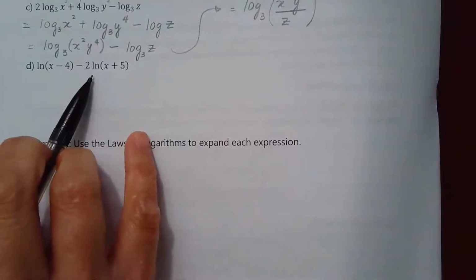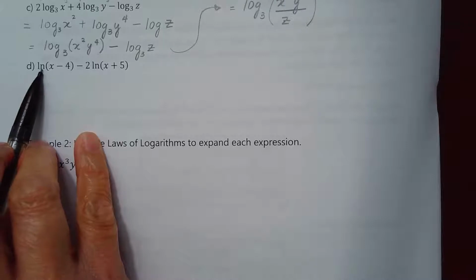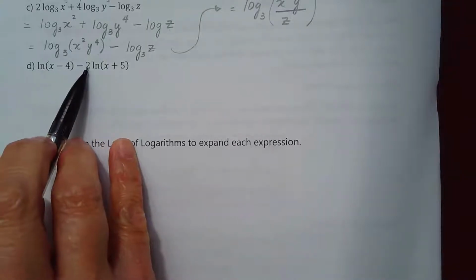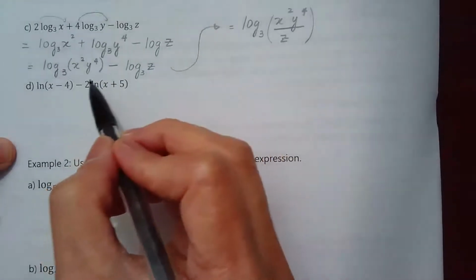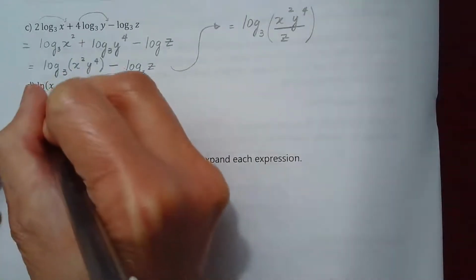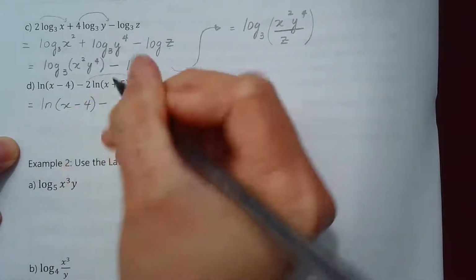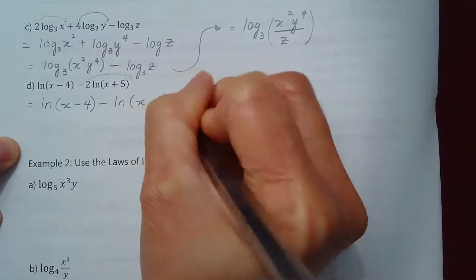Now let's take a look at this one here. What's happening there? This is ln, pronounced as ln, and this is operating with base e, approximately 2.7. ln of x minus 4 minus 2 times ln of x plus 5. The first thing that I'm going to do is put this over there. So ln of x minus 4 minus ln, natural log of x plus 5 exponent 2.